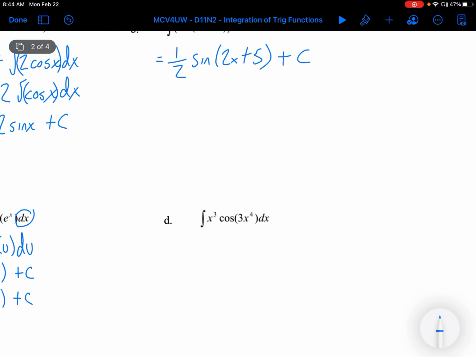Now, same thing over here. We're going to move into integration by substitution again. Okay, so we're going to have, and I'll write it right here.